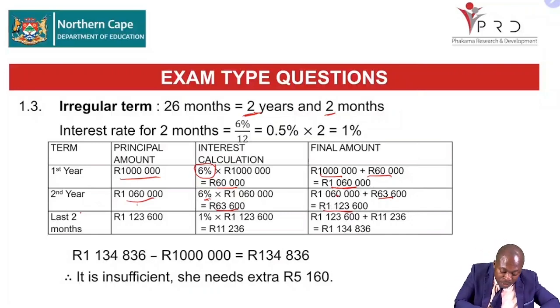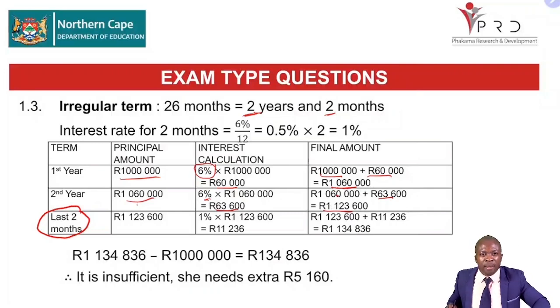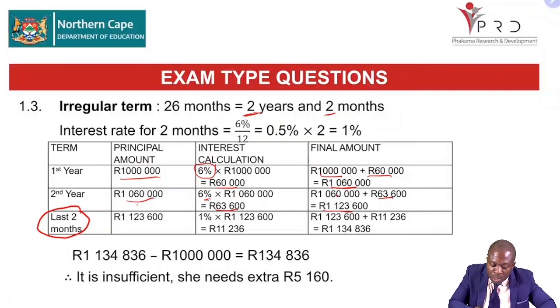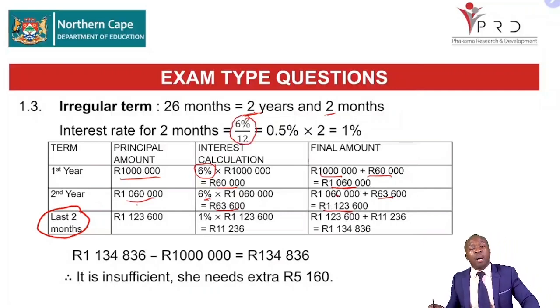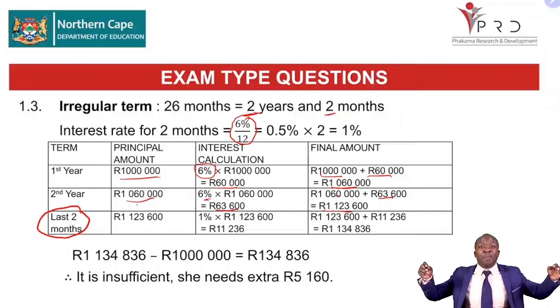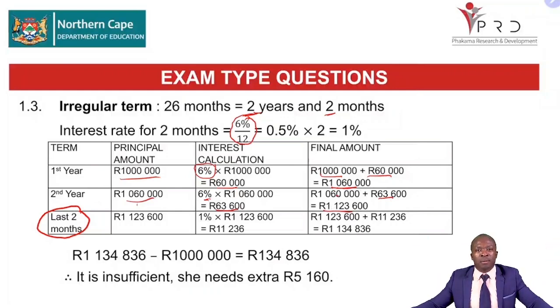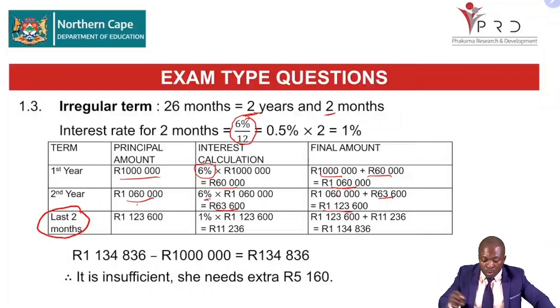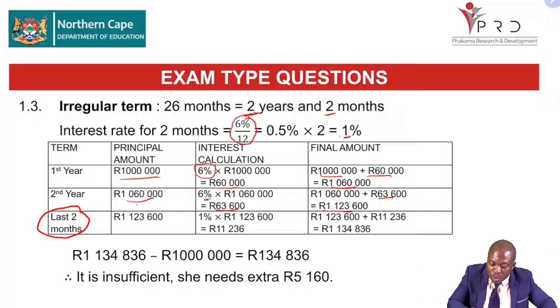Can you see here what I've written? The last 2 months. It's not a full year. It's only 2 months because we have covered year one and year two. So what do you do? You divide your interest rate by 12. Why? Because a year is made up of 12 months. Are we good, my learners? So it means that the interest is going to be only 1%.